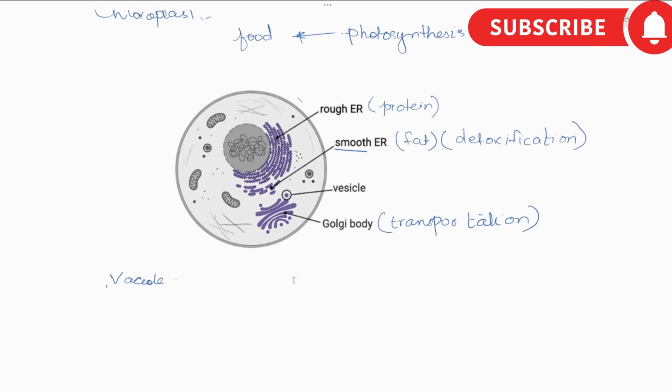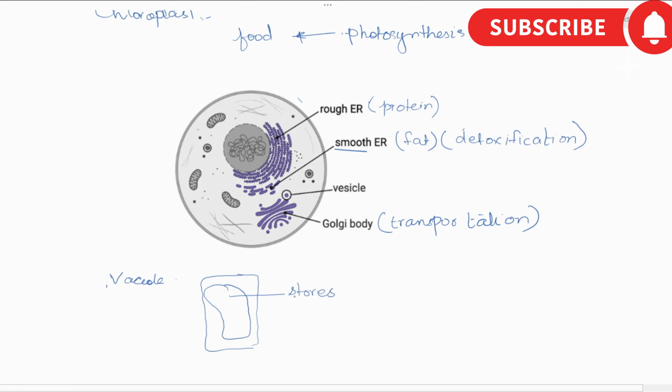But in plant cells, it is very, very important. This is the plant cell. There is a very big vacuole in it. What does it do? It stores water. We know very well that plants need water for the process of photosynthesis, for making food, right? And if water is not present in the plant, it would wilt, it would die. So to keep it firm and erect, they should have water in their vacuole.